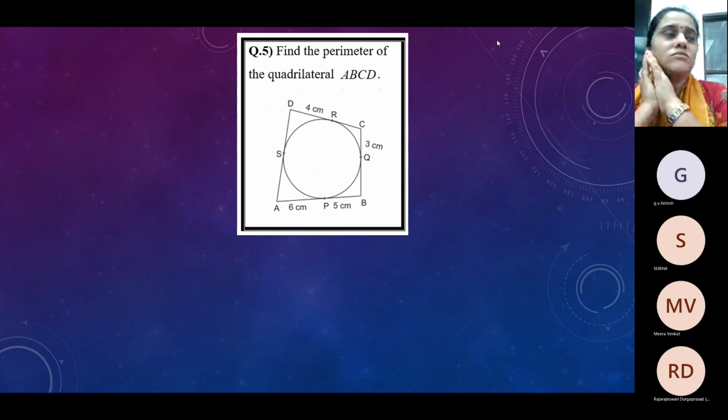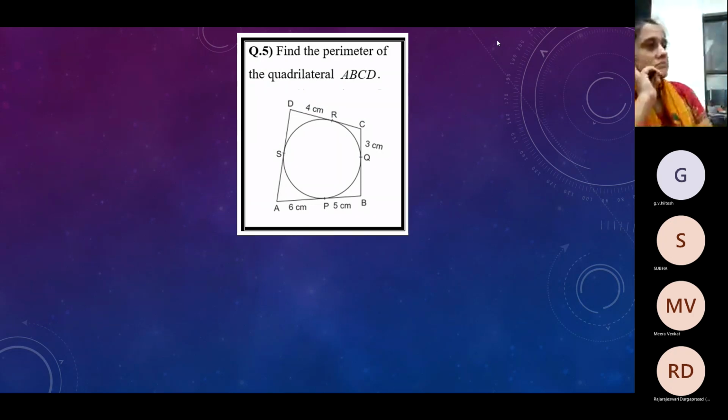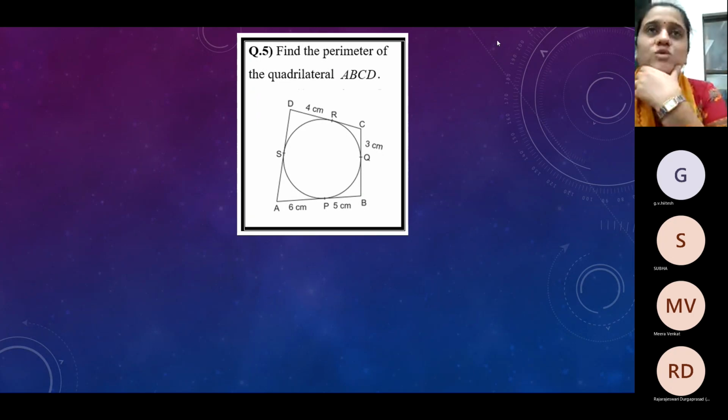Yes, Priyanka. Which theorem do you think can be used here? Bruna? Tangents from the external point to the circle are equal. Okay, so yes, Lakshmi, continue with that. We can use the theorem: tangents from the same external point to the circle are equal. Use the theorem to find some information.